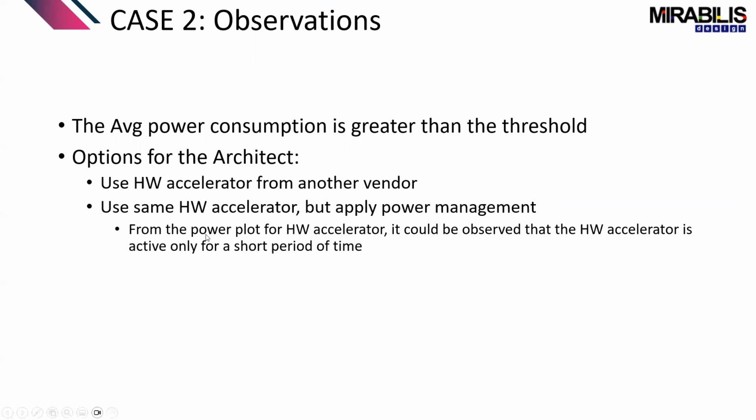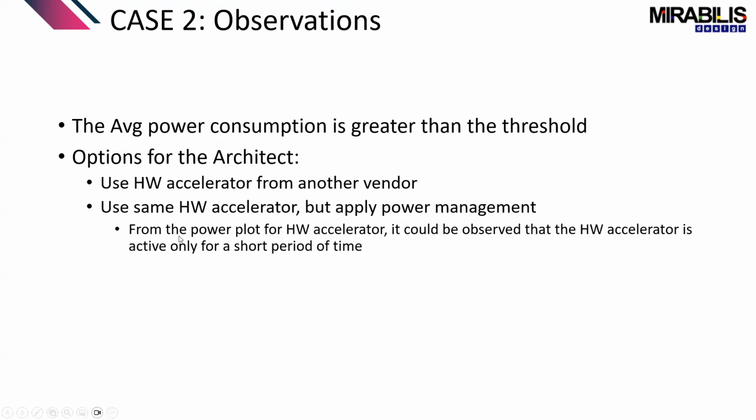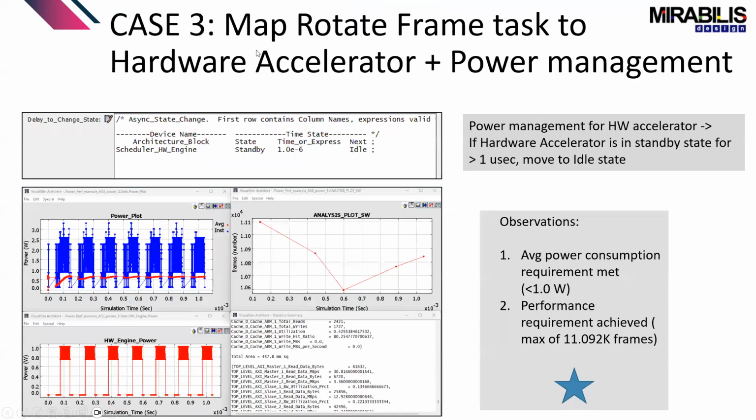Because from the power plot for the hardware accelerator, we can observe that hardware accelerator is active only for a short period of time. In the previous slide, we could see the hardware engine was only active for a short period, then it is not active. Active, not active. So as a result, we found that adding power management would be more efficient. So here we have a third use case where we map the rotate frame task to hardware accelerator and we added power management technique.